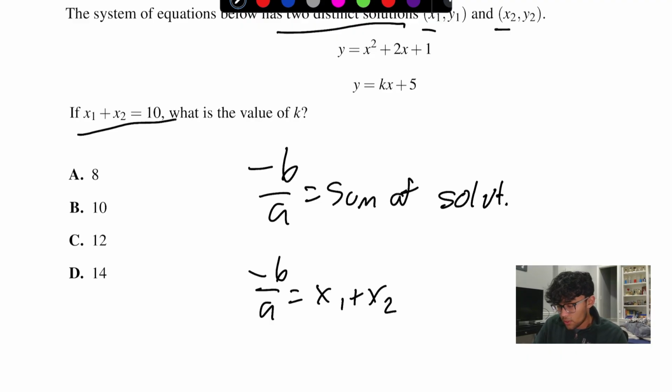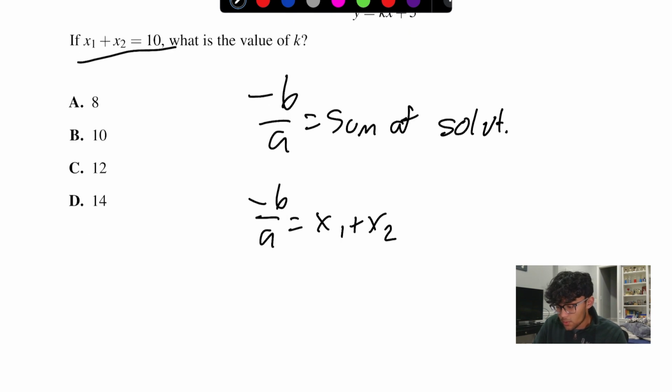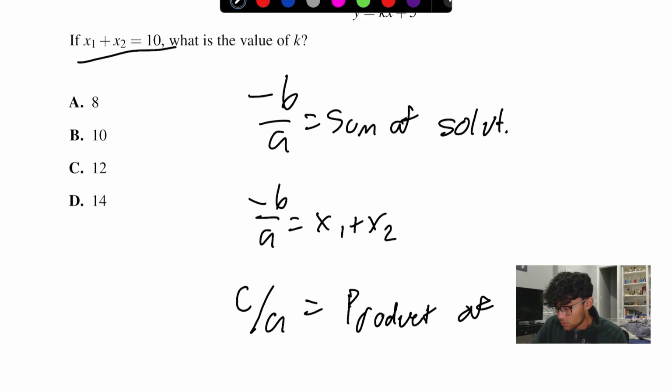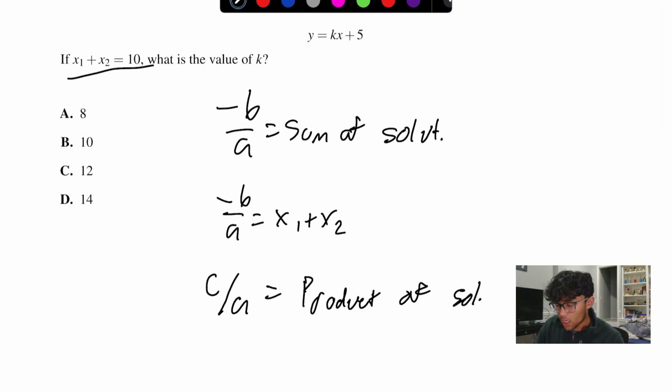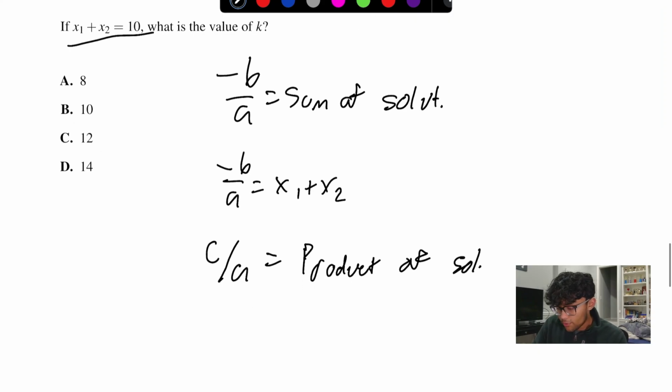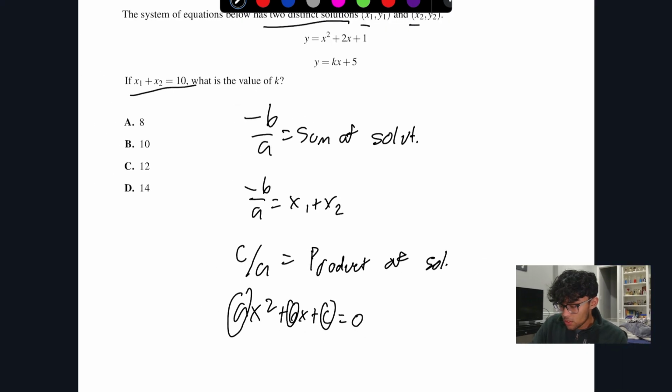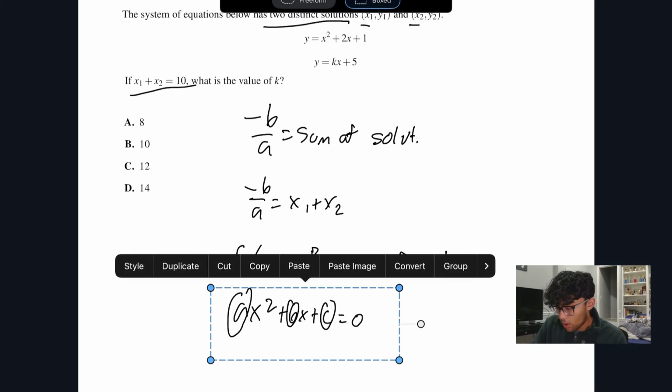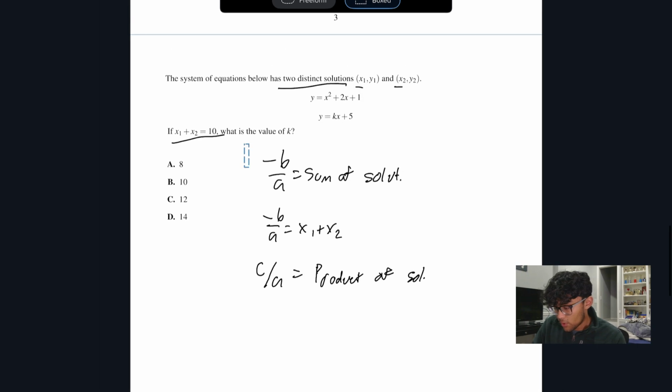Okay. Also, another thing to know that's not really relevant to this question, but it's important, is c over a is the product of solutions, sorry, not the sum. And when I talk about a, b, and c here, I reference the quadratic standard form equation ax squared plus bx plus c equals 0. So a, b, and c are right here.